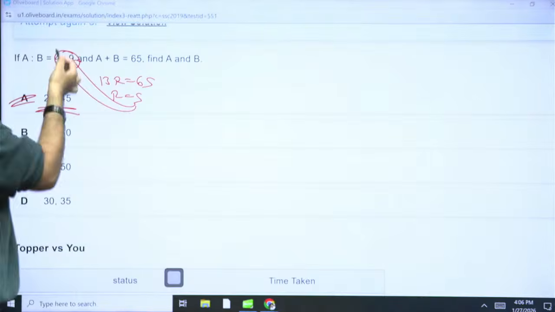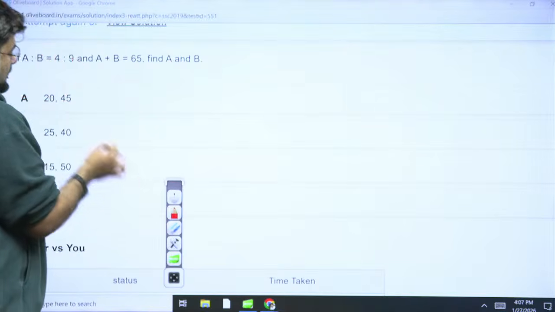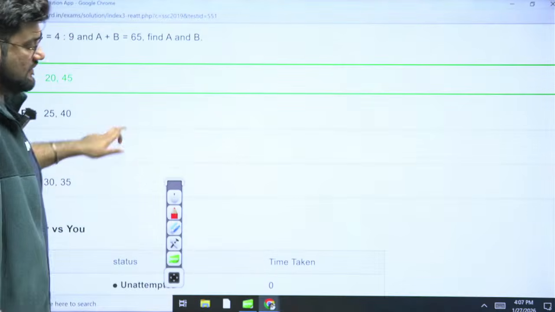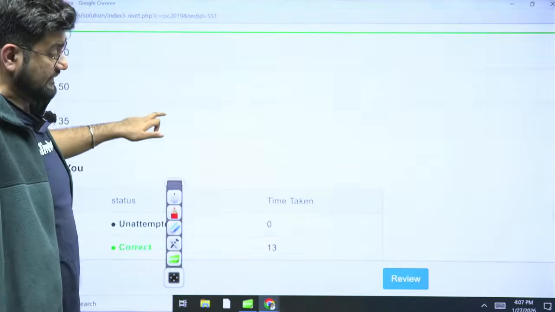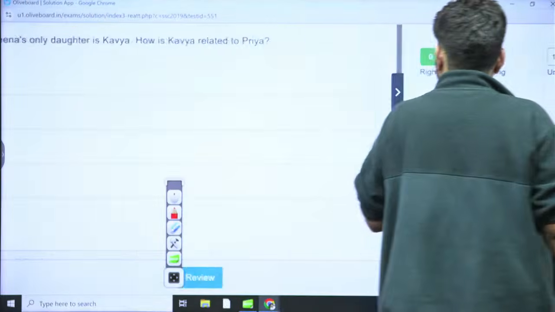You can also take the ratio here. Divide these options. So this is 5 by 4, 5 by 9. It's clearly visible. This is only ratio 4:9. Check it from there also. Okay. So option A is the correct answer. Time taken is 13 seconds. That's the thing we are talking about. Okay. Good. Next.